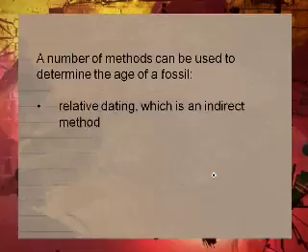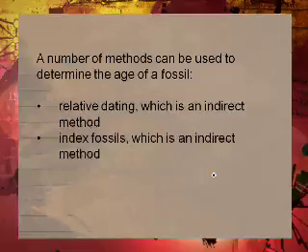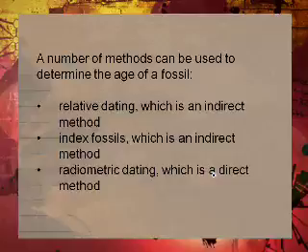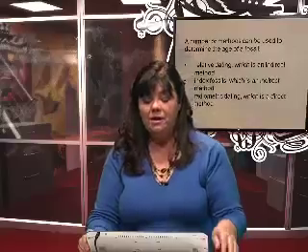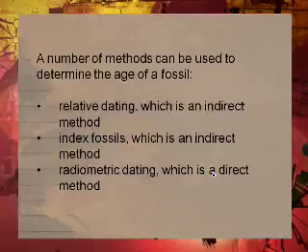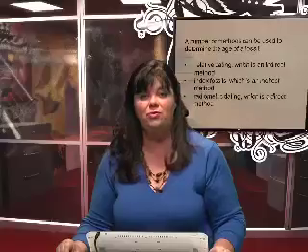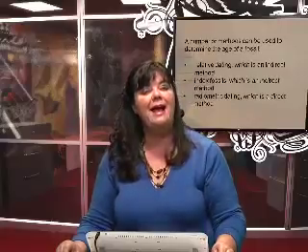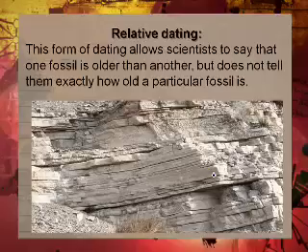And so one method is relative dating. Relative dating is also called an indirect method. Index fossils, which is also an indirect method, and something called radiometric dating, which is a direct method. It works directly on the fossil itself. So what we're going to do is look at each of these ways to date the fossil in turn and see how it's done. So we're going to start off with relative dating.